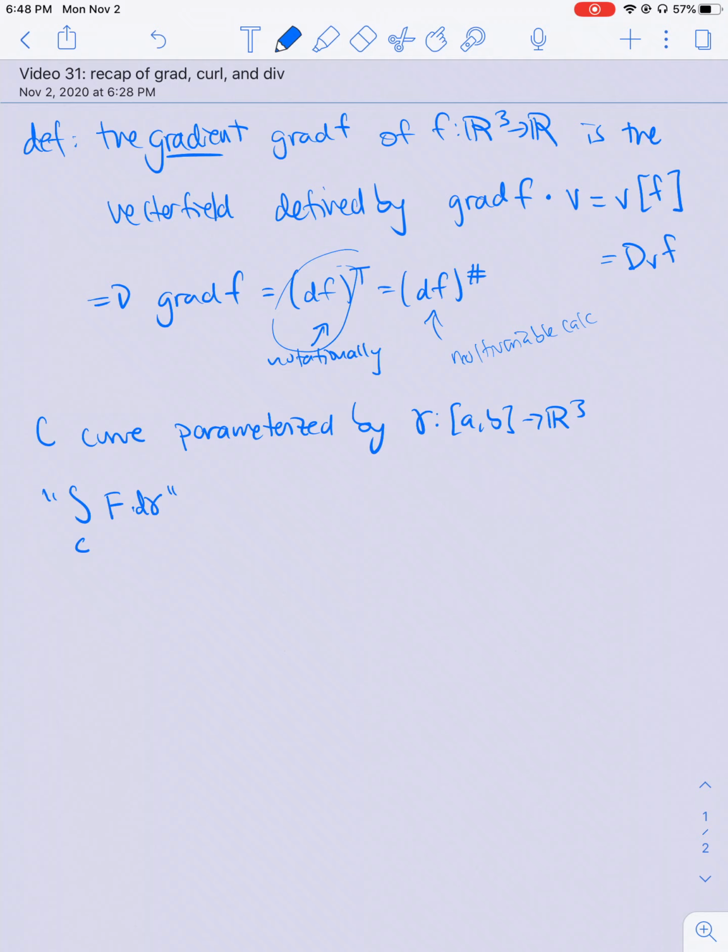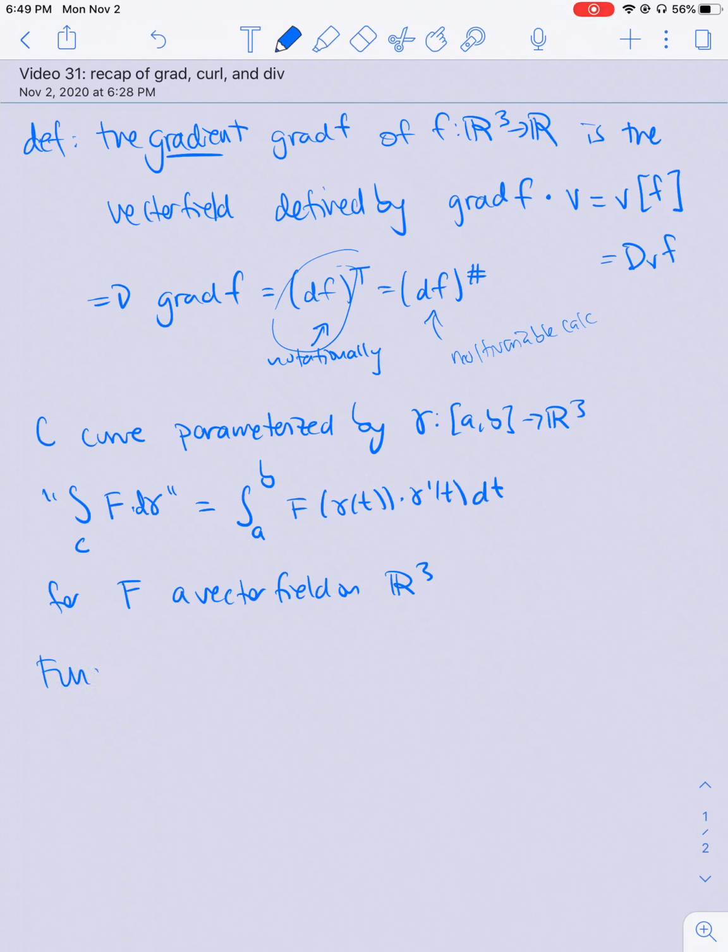You might have seen something slightly different in your textbooks for multivariable calculus, but because we're going to recast everything in the language of differential forms, this notation doesn't actually matter very much to us. Basically, the way you compute it is you integrate from a to b f at gamma of t dot gamma prime of t dt, for a vector field on R3.